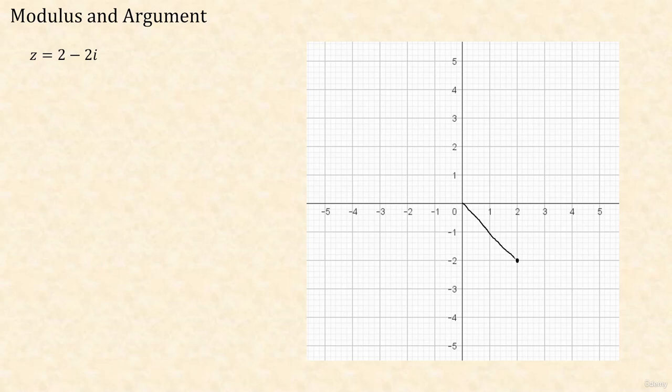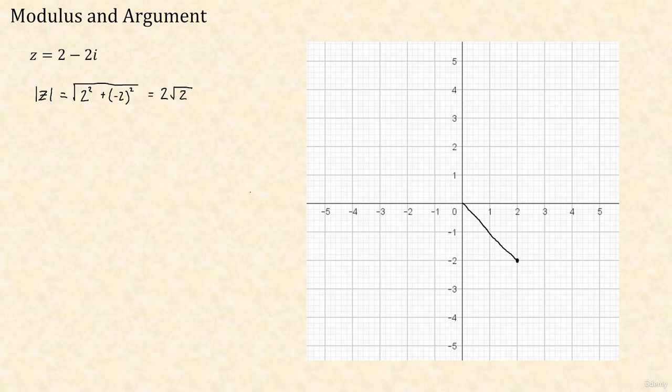The modulus of this, we're simply going to do Pythagoras on these bits. So mod z is just the square root of 2 squared plus negative 2 squared. The negatives make no difference here. And we get root 8, or 2 root 2. So that's the modulus of this complex number. It's always a positive number. It doesn't matter where your complex number is, it will always be positive.